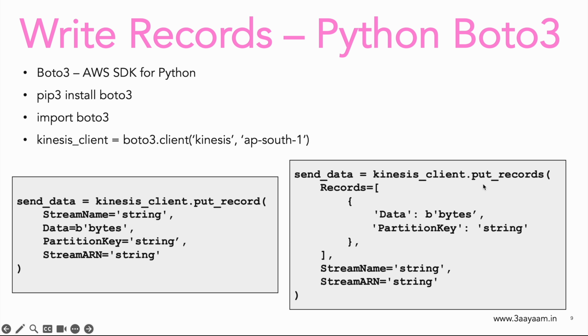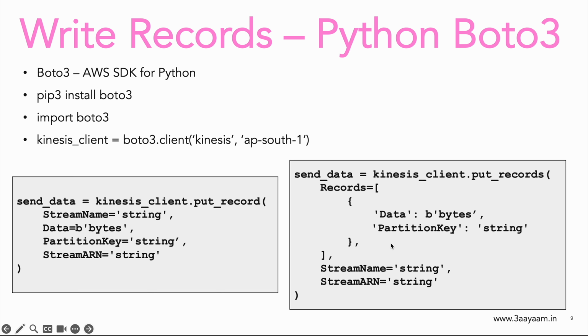But if you are using put_records API, then you'll have to send all those records in an array, and each record should be a dictionary, and it should contain only the actual data and the partition key. And the stream name or the stream ARN should be common for all the records.